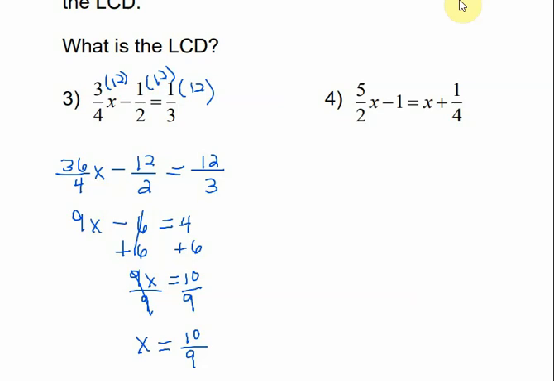In number 4, my denominators are 2 and 4. So what is my least common denominator? It would be 4. And I need to multiply every term by the least common denominator, even if it's not a fraction. So if you'll notice, I have 1, 2, 3, 4 terms. All 4 terms need to be multiplied by the least common denominator.